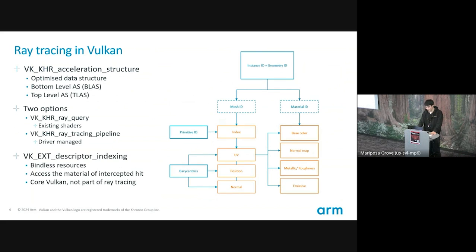We also have descriptor indexing. Descriptor indexing, or bindless resources, is technically not necessary for ray tracing. However, we greatly recommend using it. It's pretty standard. It's a core feature of Vulkan version 1.2, and it allows us to retrieve the material information for hit objects in a very easy and efficient way.